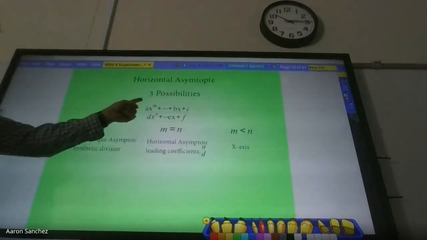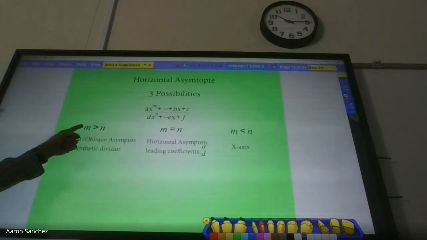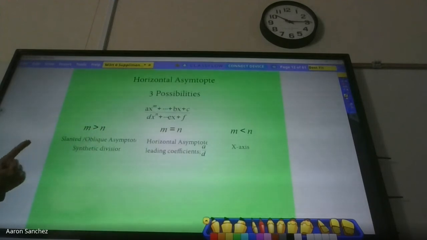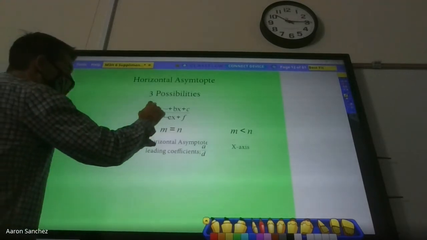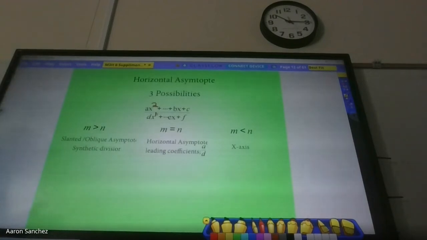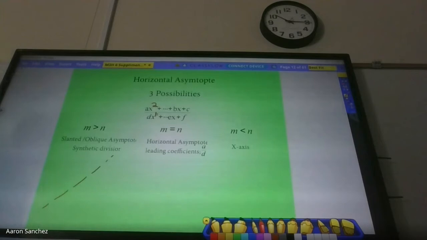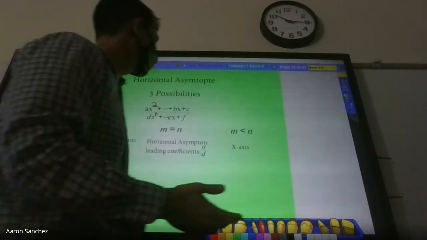Now, you guys see the M and the N? That's what you have to pay attention to. So if M is greater than N, for example, if this is x squared and this is x to the first, see how that is bigger, right? Or if this is x cubed and this is x to the second, then it's going to be a slanted or oblique asymptote. It's going to look like that. And I'll show you how to do that in a second. If M is greater than N, then it's going to look like that.